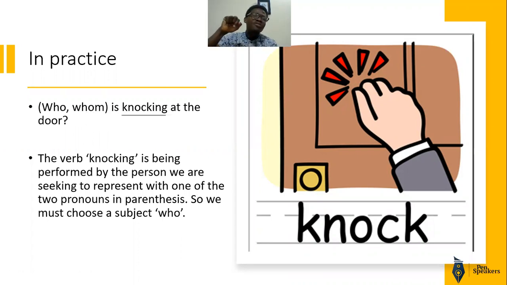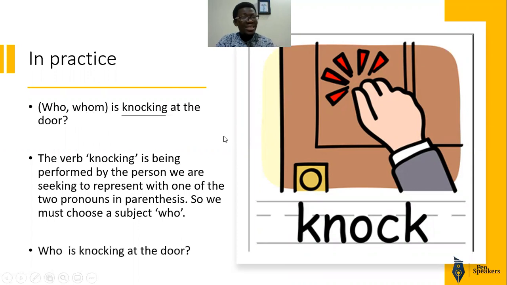So therefore, we're looking for the subject. The person performing the action, knocking, is the subject. So you definitely go for the subject, who. And if you remember that spotlight I mentioned earlier, every pronoun that ends with the letter M is an object pronoun. And we're looking for the subject in this case, so we go for who. So the answer is, who is knocking at the door.